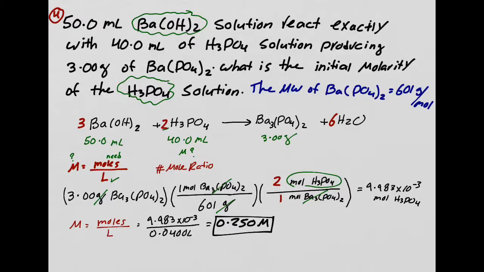Sounds good? Okay. And the only thing that was a little bit hard about this problem to me is just figuring out what exactly means. Basically what that means is there is no leftover, right? There is no excess reagent, there is no leftover. Every single barium hydroxide is going to react with every single phosphoric acid and be neutralized out. Sounds good?